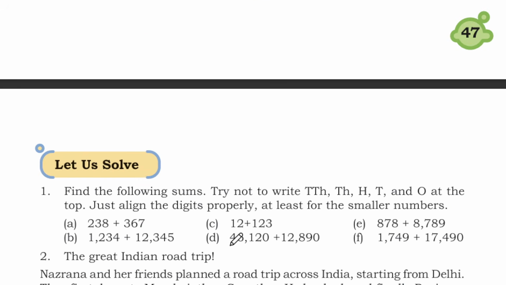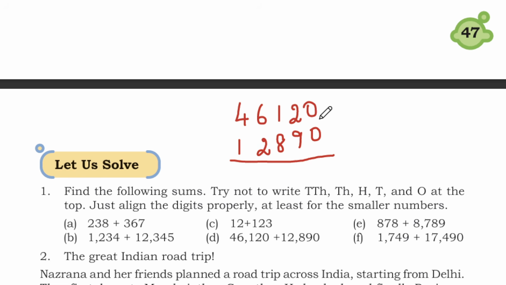So here, if you see, I'm writing the bigger number 46,120, and next I'm writing 0, 9, 8, 2 and 1. Okay. So 0 plus 0 is 0, 9 plus 2 is 11, 8 plus 2 is 10. So 6 plus 2 is 8, 8 plus 1 is 9, 4 plus 1 is 5. So 59,010. Okay, so next one.